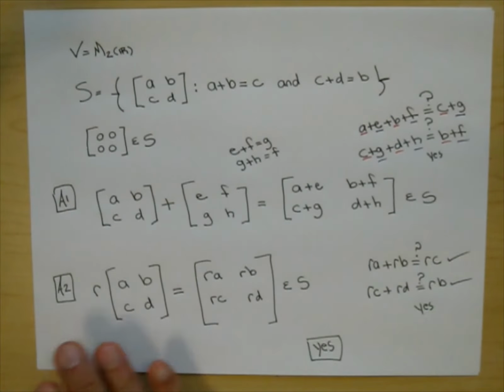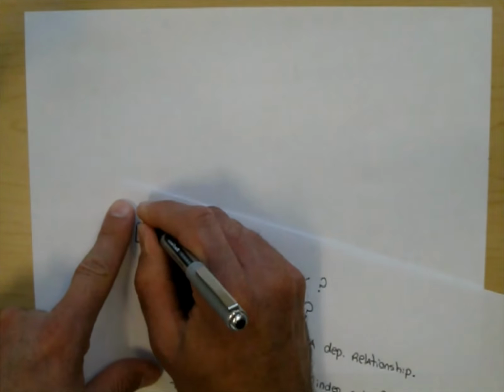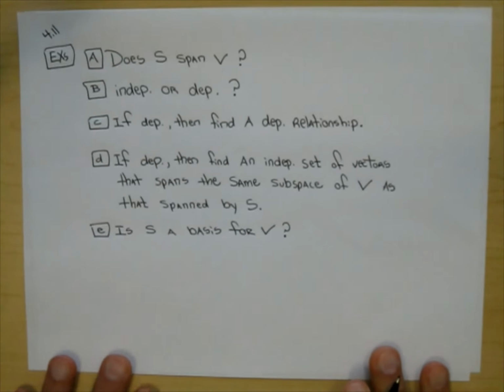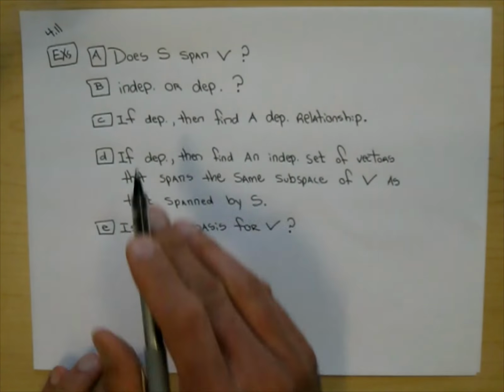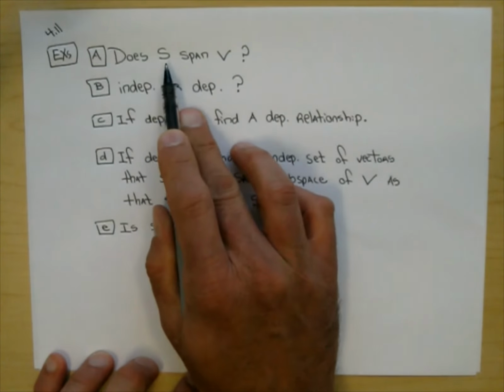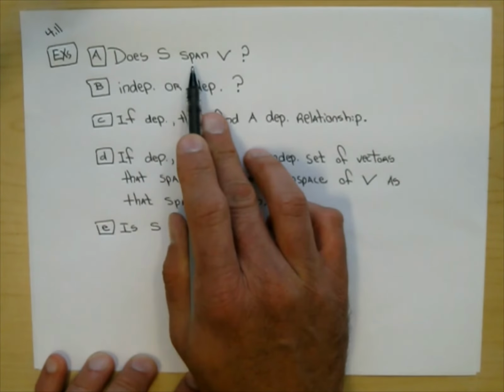Let's go ahead and do some more examples. This one I just made up here. So we're going to do some more examples from the review, which is 4.11. I've kind of modified the instructions to ask a little more, so we could actually practice some other skills that we'll need to know. So I'm going to give you a vector space V, and now S is going to be a set of vectors within that vector space. Does S span V?